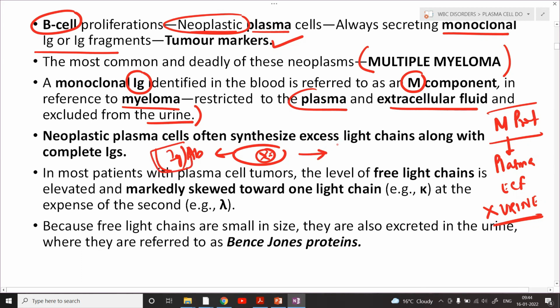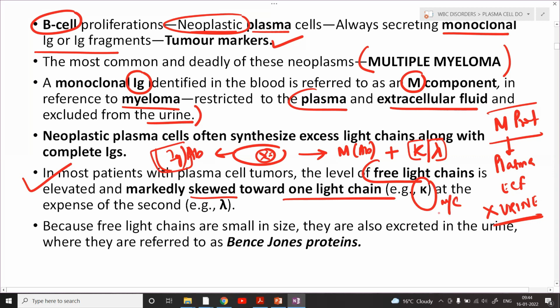So they are synthesizing two things. One is the M protein, which is the complete antibody comprising heavy and light chain, and along with that they will secrete some kappa or lambda chain. They will either secrete kappa or lambda, but they are not going to secrete both. Either of them will be secreted in excessive amount. As I told you, in most patients with plasma cell tumors, the level of free light chain is elevated and markedly skewed towards one chain. So either kappa or lambda is going to be in excessive amount, and most commonly it is the kappa variety which becomes elevated.